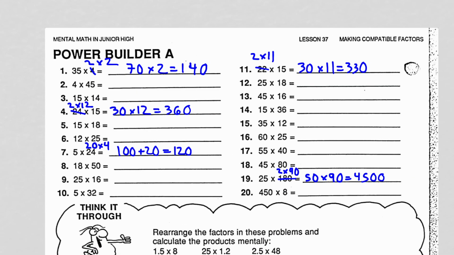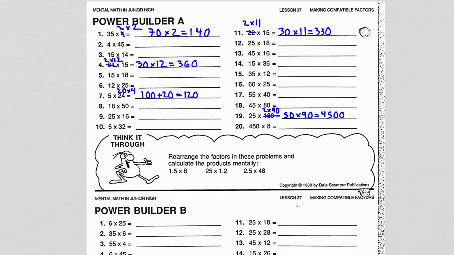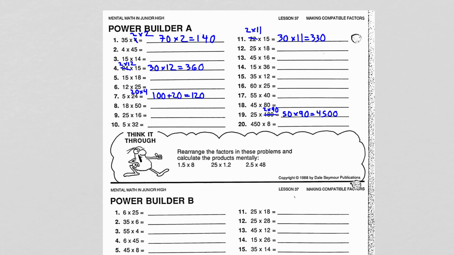So what I'd like you to do by the end of the week is do this entire Power Builder A and Power Builder B and submit it. And it gets you some practice multiplying by breaking up the numbers, halving and doubling, and using compatible pairs. Give it a shot, both Power Builder A and Power Builder B, and then try to have that done by the end of the week.